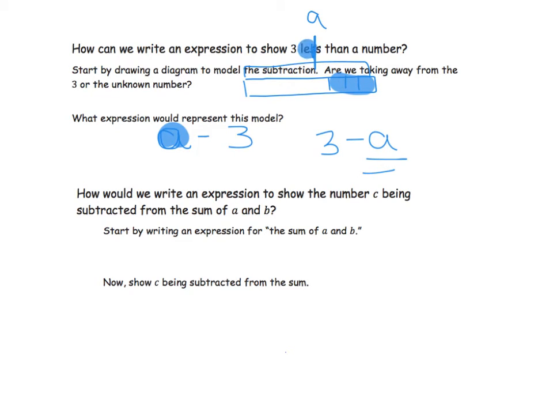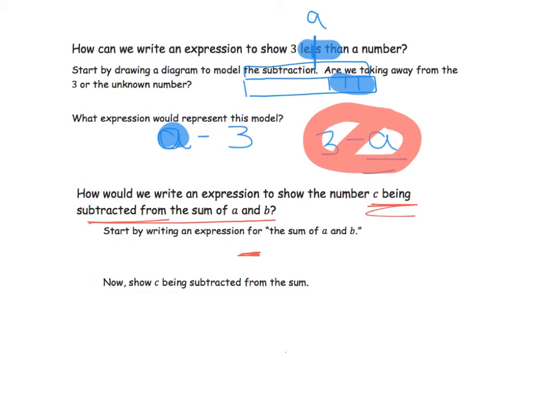The reason I point this one out is because that "less than" messes people up sometimes, because they want to put the 3 before since it's at the beginning of that phrase, but with "less than," it actually comes after. So how do we write an expression showing C is being subtracted from the sum of A and B? Again, this lesson is about writing addition and subtraction expressions. C is being taken away from some number, but we're going to start with the expression for the sum of A and B, because C is being subtracted from the sum of A and B. So this is A and B.